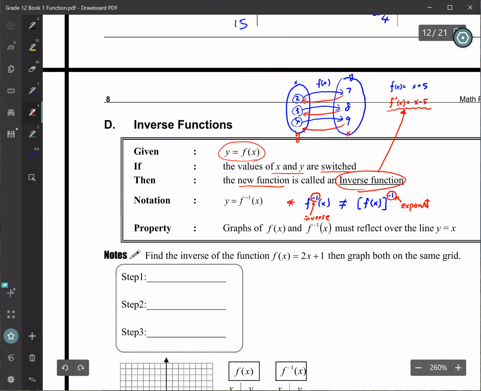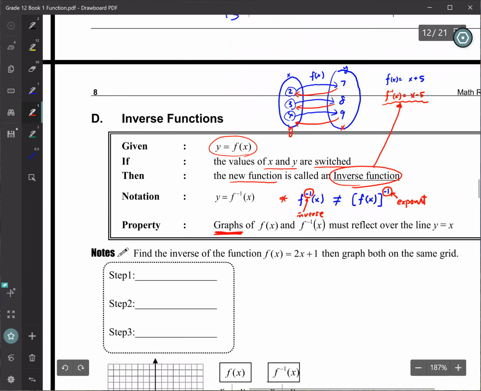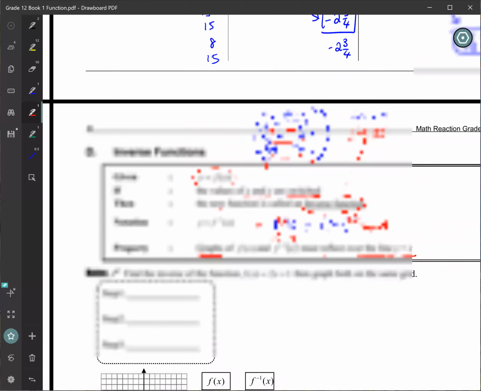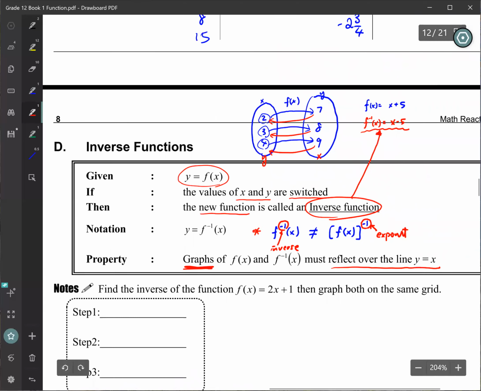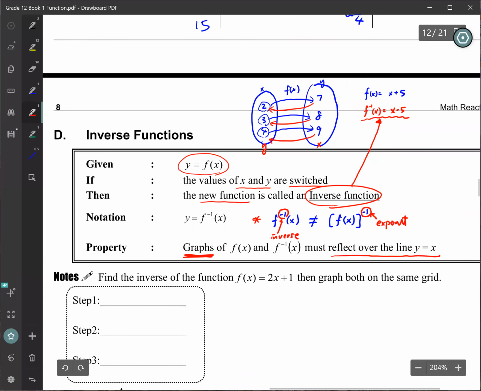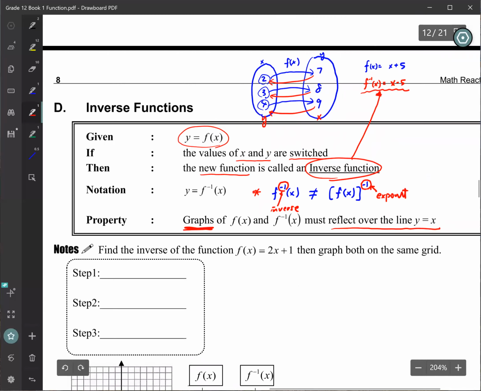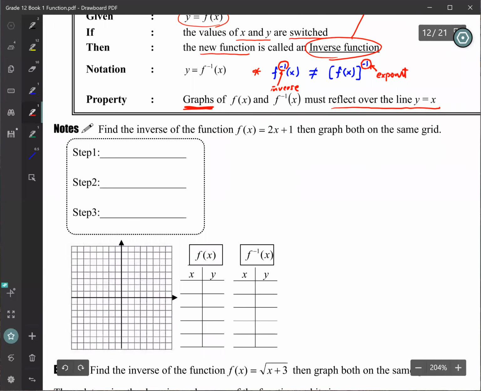And then here it's about the graph. Don't worry about this part. It says the graph of those two will reflect over the y equals x line. You'll see that later. So let's look at an example now. The one on the top here is sort of an example, but it's not really a function. They don't give you the function. So let me give you a function and we'll do this one together.